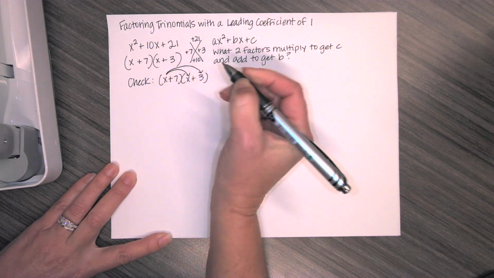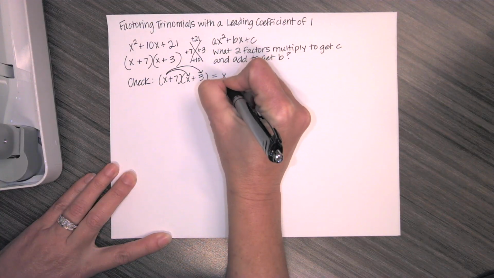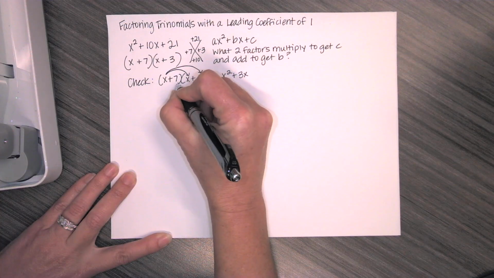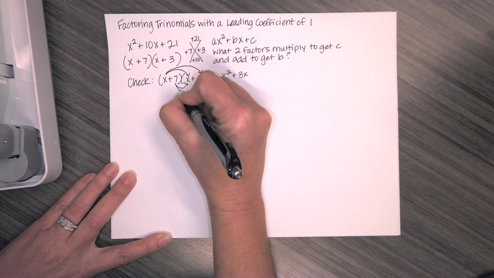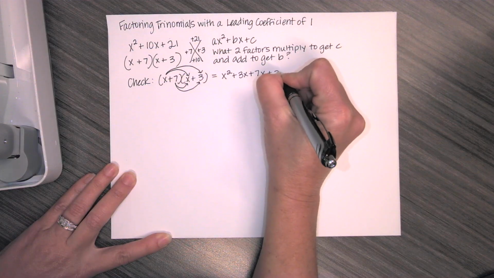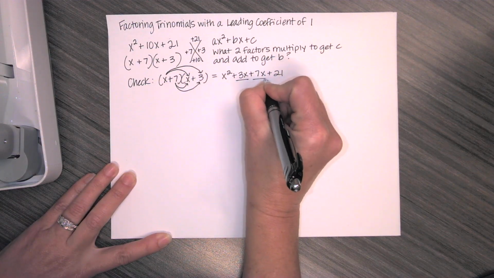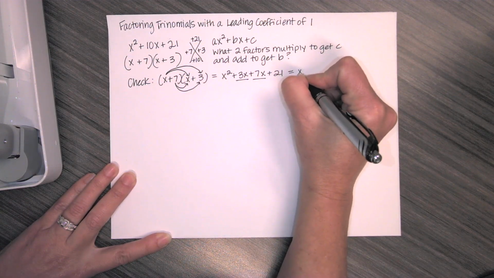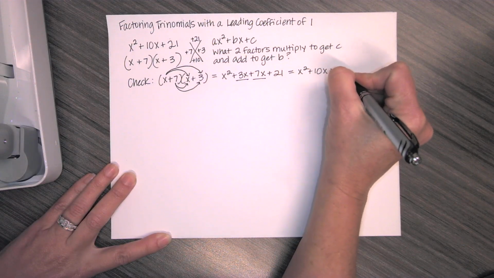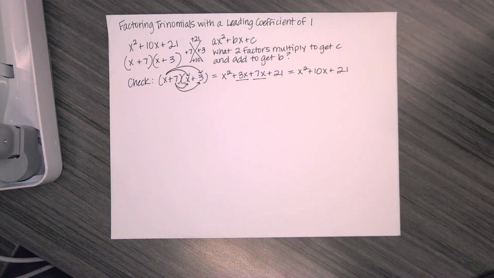First, I'll distribute the x. X times x is x squared. X times 3 is 3x. Then I'll come back and I'll distribute the 7. 7 times x is 7x, and 7 times 3 is 21. You see you have like terms here you can combine, and you end up with x squared plus 10x plus 21, which is the trinomial that we started with.